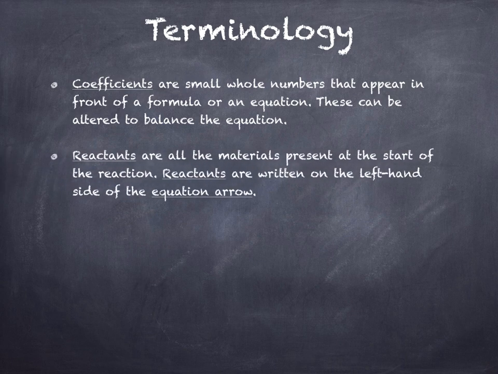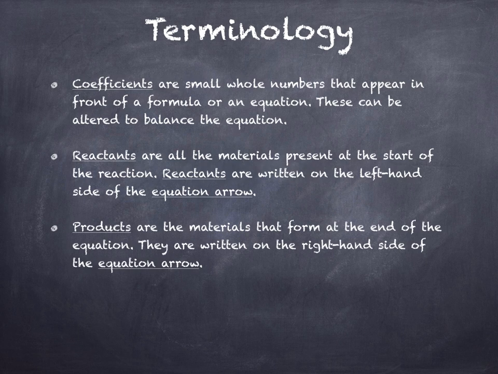Reactants are all the materials present at the start of the reaction. Reactants are written on the left-hand side of the equation arrow. Products are the materials that are formed at the end of the equation. They are written on the right-hand side of the equation arrow.